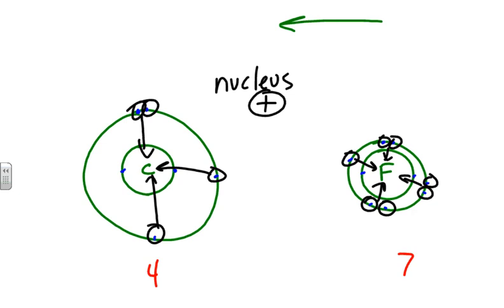Now, you've noticed they're in the same period, so there's the same number of shells. It's not like going down a group. But because there are more electrons in this outer level for fluorine than there are for carbon, the electrons are going to be pulled in toward the nucleus more, and there are more protons in the nucleus to pull on those electrons. So the more protons within a period, the stronger they're going to pull on those valence electrons, which means the smaller the atom.